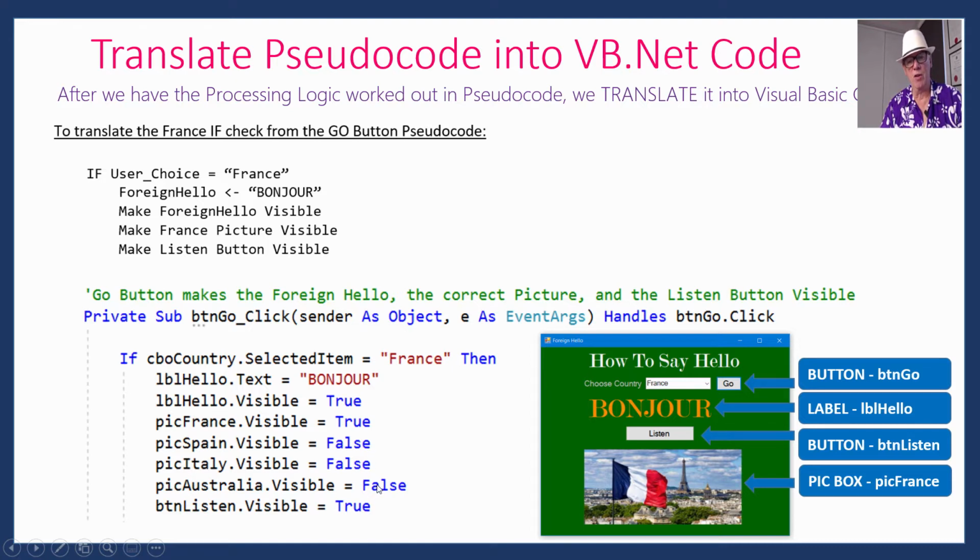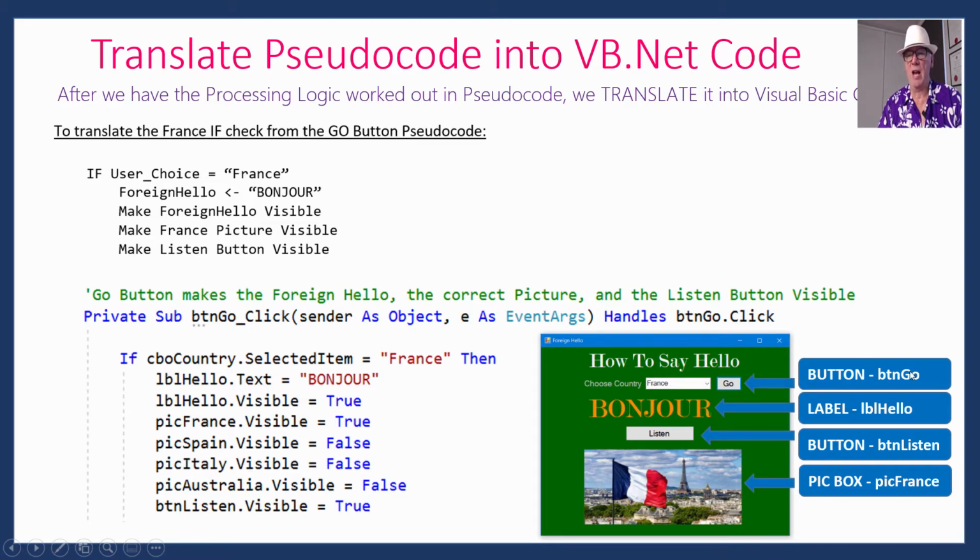So they all need to be false because we could be doing this the second time, and maybe the previous time they did Australia. We want to get rid of the Australia picture and have the France one there instead. And btnListen.Visible equals true. All right, so that's how we translate that.